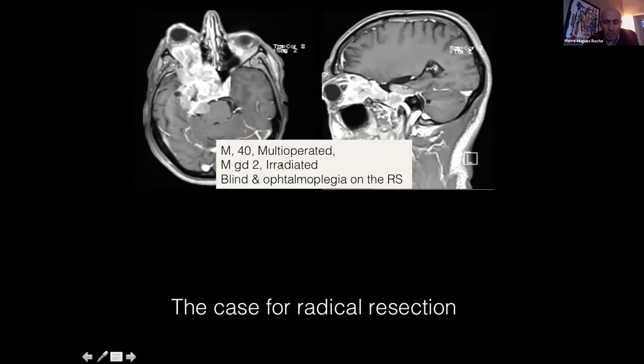This patient displayed a very aggressive, multi-operated, irradiated meningioma. He was already blind and ophthalmoplegic.